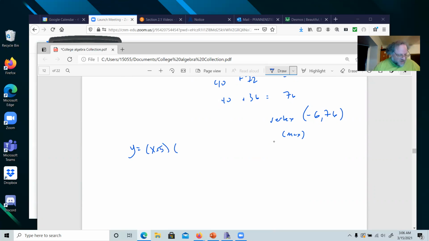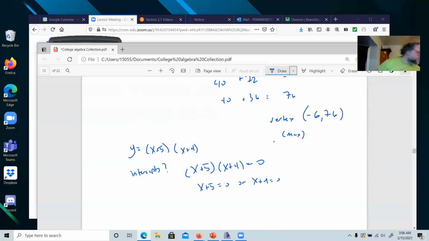So we have x plus 5, x plus 4. What are the intercepts? Well, the intercepts, right? If I set the y equal to 0, we have x plus 5 times x plus 4 is equal to 0. x plus 5 equals 0, or x plus 4 equals 0.